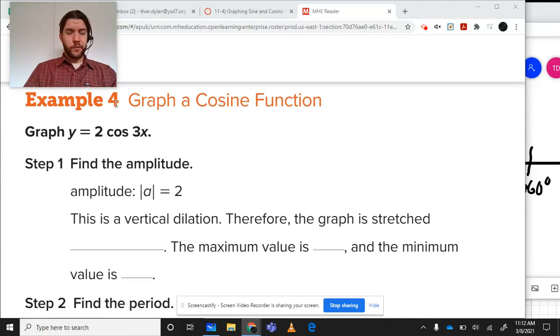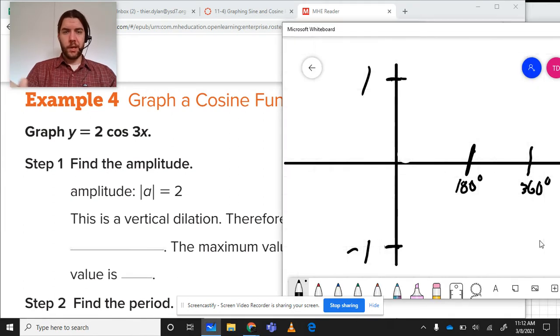Okay, example number 4 is going to look a lot like number 3, where we graphed a sine function, except this time we're going to start with our basic cosine. So cosine starts up at 1. By the point we've done 360 degrees, it has completed its full rotation. It got back to where it started. Halfway through that rotation, it's down at -1. So it looks something like this.